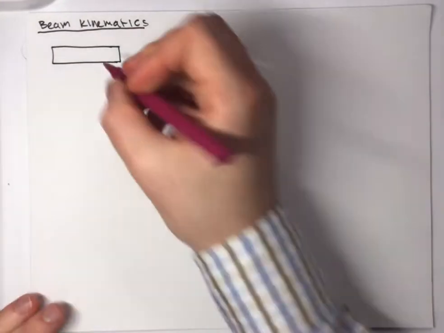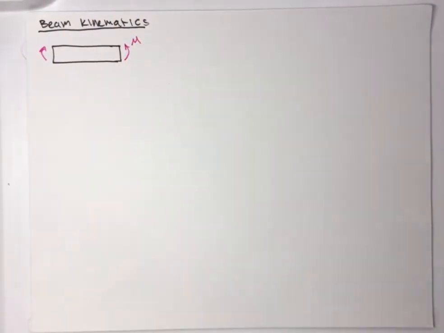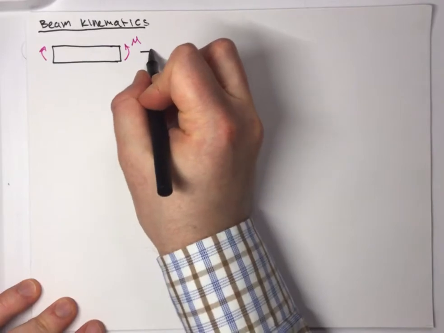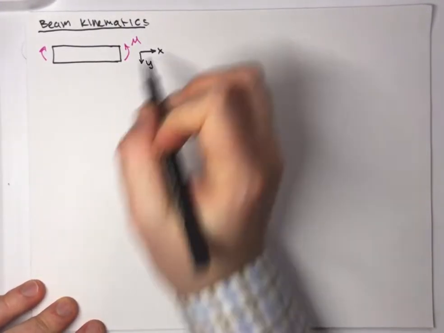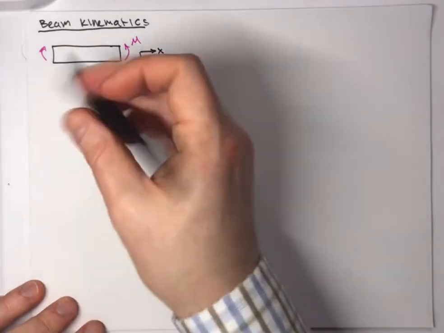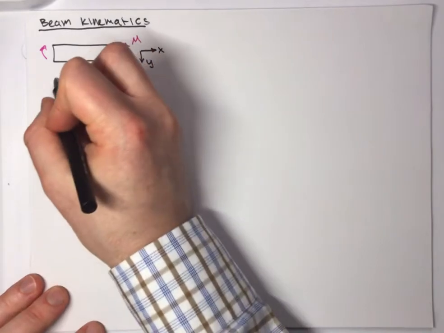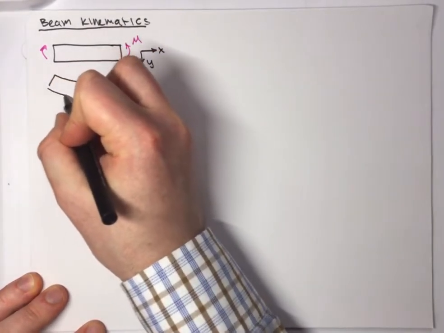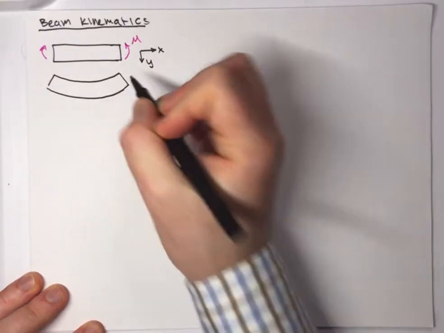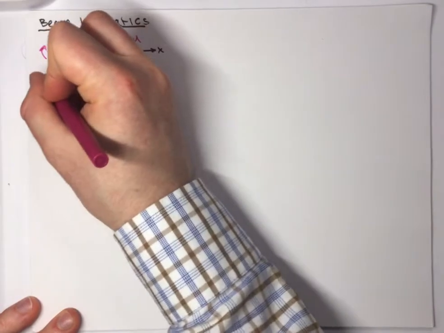And we're going to apply some external moments to our beam, call those M. Now, we need some coordinate system for our beam, so X will be along the beam's length, and Y will be pointed down. And when we do that, we're going to see that our beam will deform something like this. And we'll still have our moments on there.